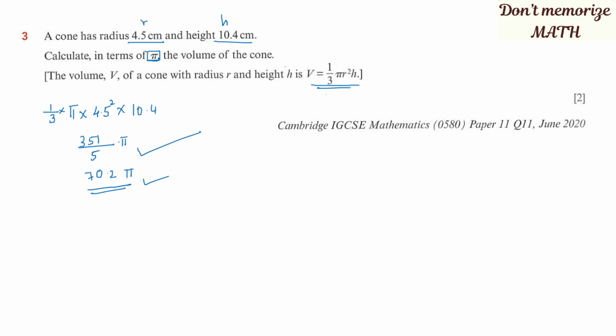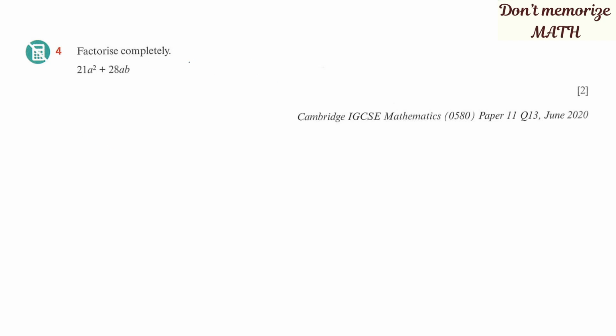Okay. So question number 4. Factorize completely. If you know how to take the common terms outside, take it out and write or factorize it properly. Otherwise, just see here, 21a square and 28ab. How can we split 21? 21 is 7 times 3. A square is a times a, right? Then here we have 28. 28 is 7 times 4. We have ab. Ab means a times b.